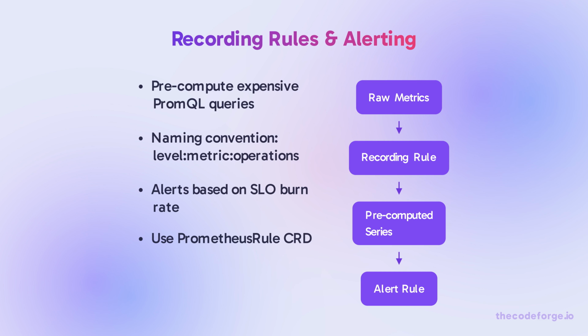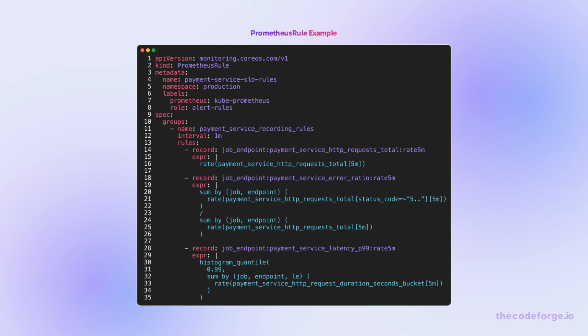Recording rules precompute expensive queries into new time series, reducing query load. Alerts should be based on burn rates, not raw thresholds, to reduce noise. Both are defined in Prometheus rule custom resources. This Prometheus rule defines 3 recording rules: request rate, error ratio, and P99 latency. They follow the naming convention level, metric, operations, and are evaluated every minute.